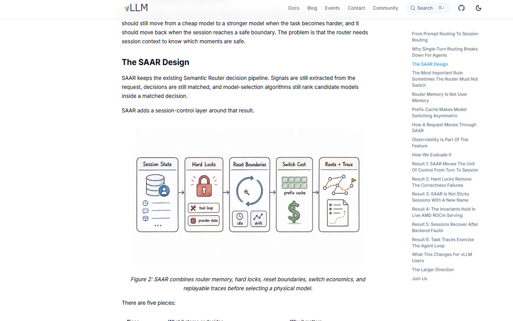So for this we need to reset the boundaries of the session. The fourth one is whether switching is cost optimized or not. This is from a serving point of view, and it becomes the same for cloud and on-prem calls.